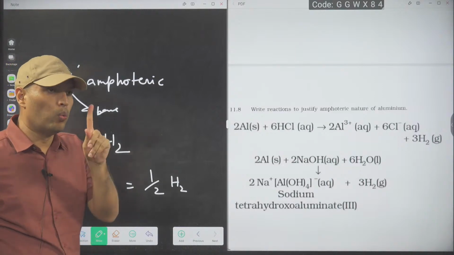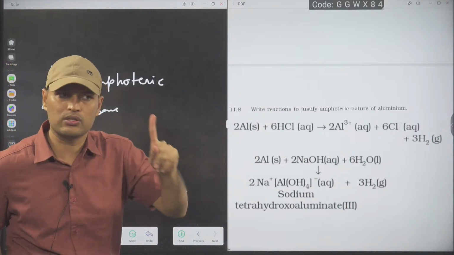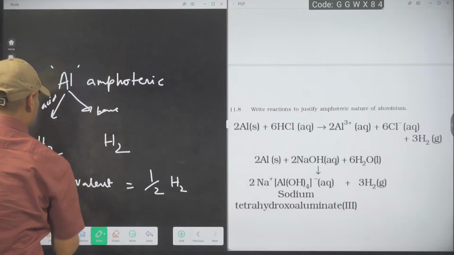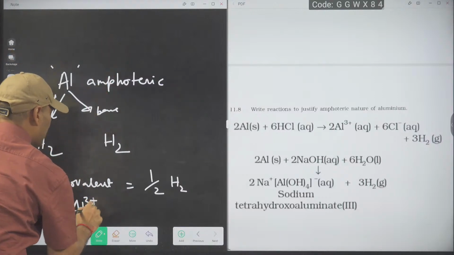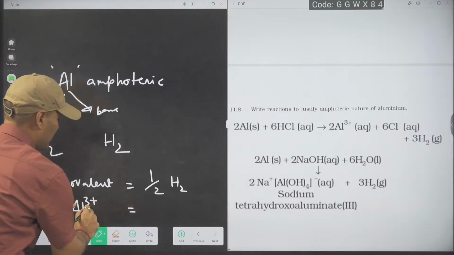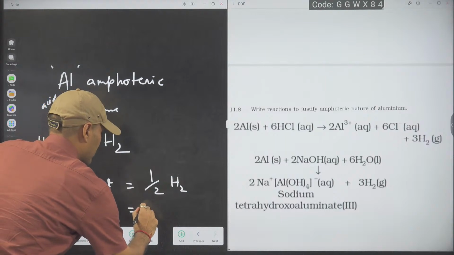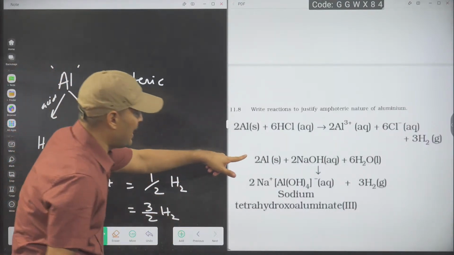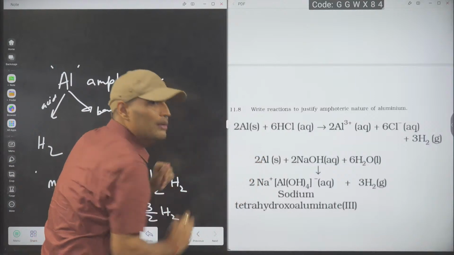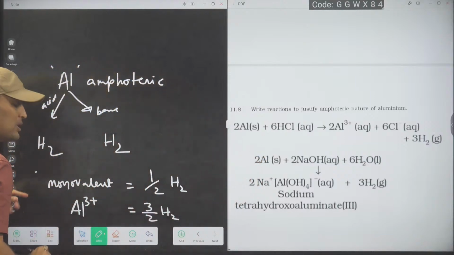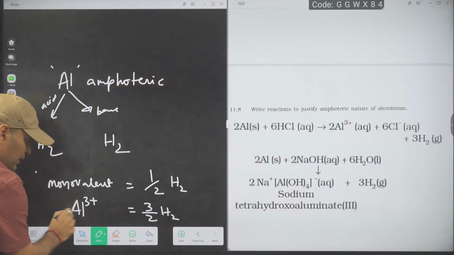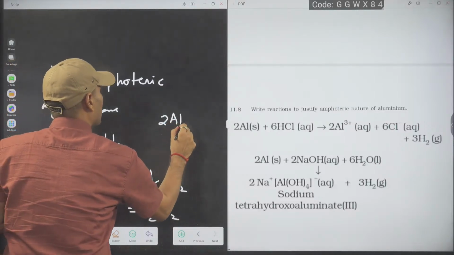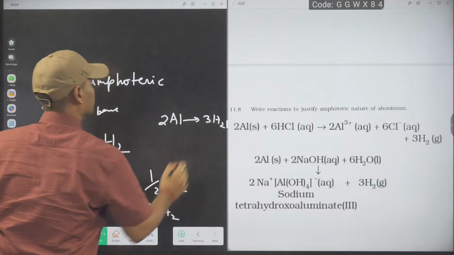Okay, one positive charge, one H plus, means half H2. Tell me, how much positive charge does aluminium have? Aluminium is 3+, which means 3 times H plus, so 3/2 H2. Now in this balanced reaction you will find 2 aluminium, so 2 multiplied by 3/2. So 2 aluminium means 3 H2.